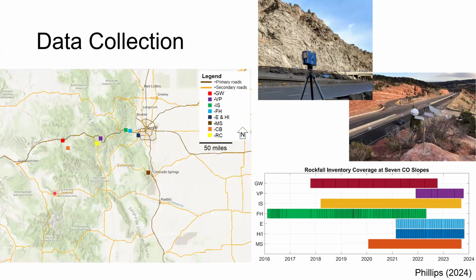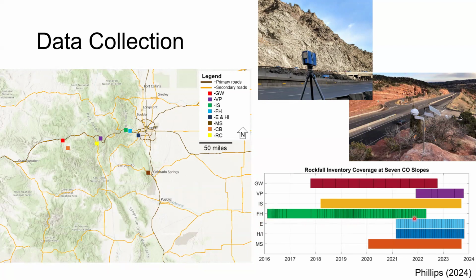So on the left-hand side here, you can see a map of Colorado with the 9 sites that we're monitoring now. Not surprisingly, because this is funded by the Department of Transportation, these are all along highways. On the bottom right, you can see information about all the data that has been processed as of last year and the data that I'm going to be presenting in this presentation. So each one of these represents a different site. You can see that although we're currently monitoring 9 slopes, we only have enough data that it's worth presenting 7 of them.